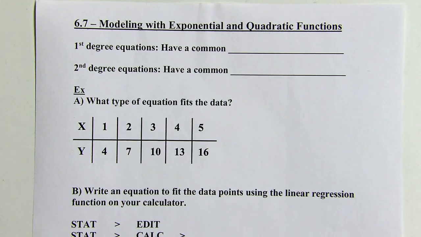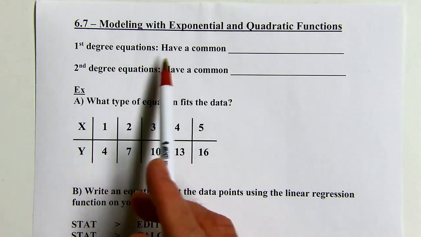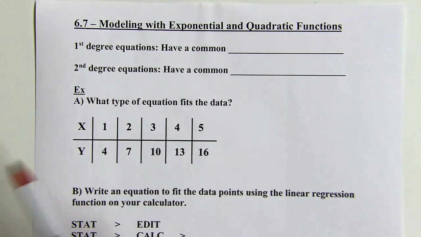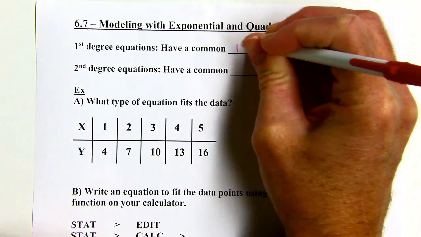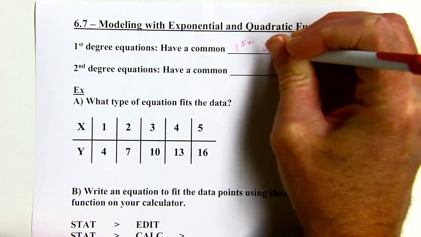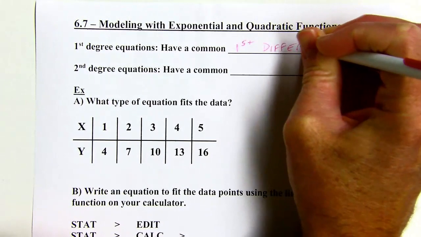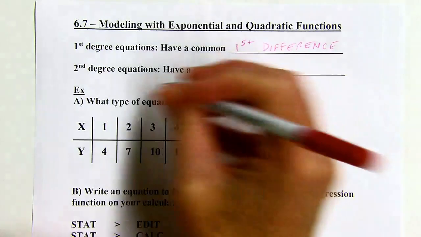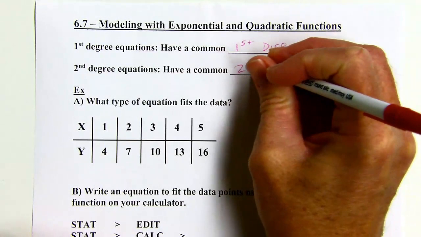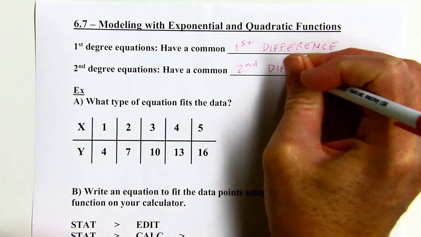All right, here's 6.7, modeling with exponential and quadratic functions. First degree equations are going to have something called a common first difference. And second degree equations will have a common second difference, and I'll explain what that means in just a second.